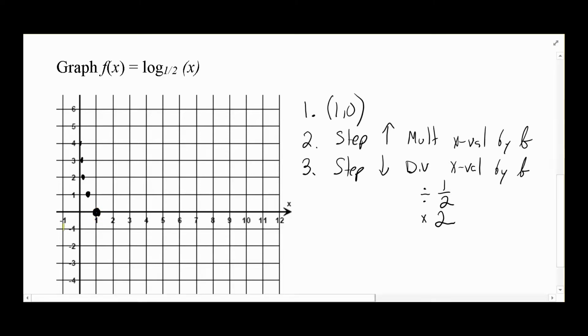So if I want to take a step down 1 from that 1, 0, then my x value of 1 turns into an x value of 2. If I want to take another step down, then I'm going to multiply by 2 again to get 4. Another step down to get 8. And now we've got a basic idea of what this thing looks like.